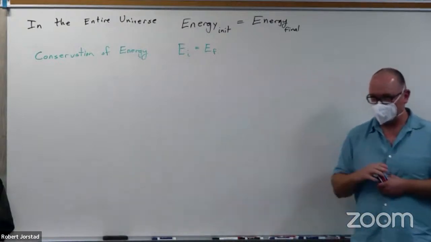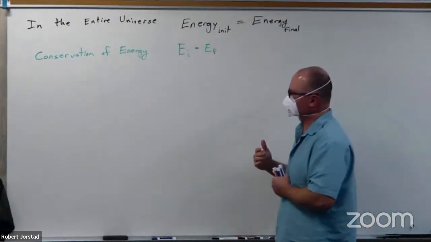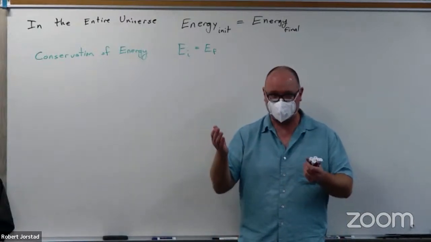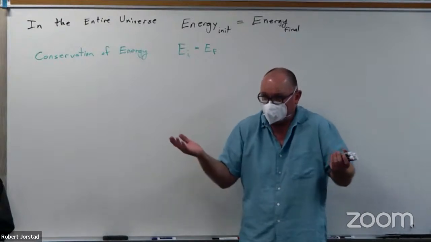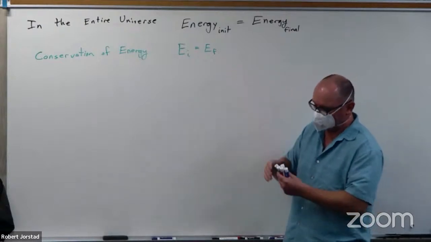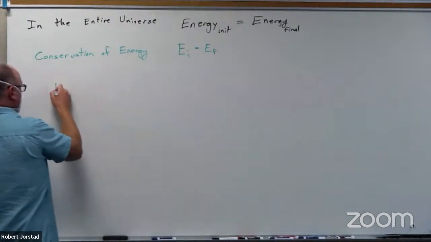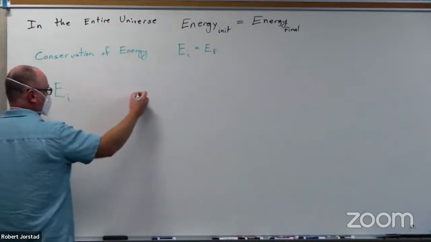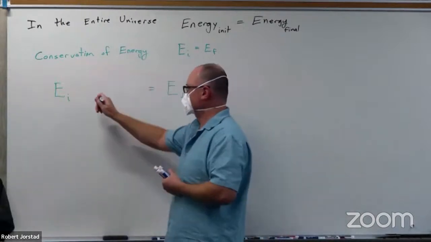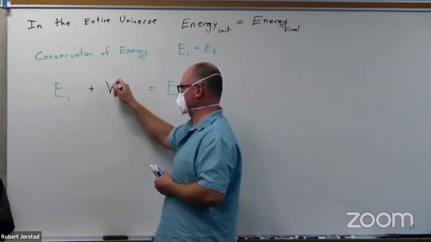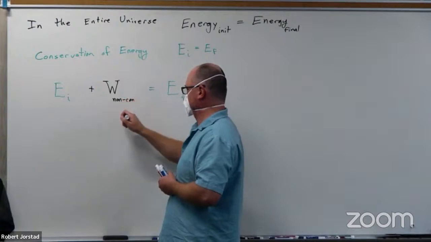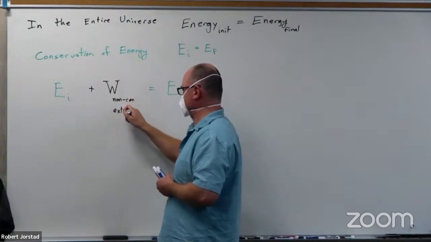This seems well and good. In the entire universe, energy is conserved. But from a practical standpoint, it's not realistic to measure the energy of every single atom in the universe every time we want to do a problem, right? So we need to add one little bit to this. E initial equals E final, and then we're going to account for transfers of energy. And I'll explain what this means.